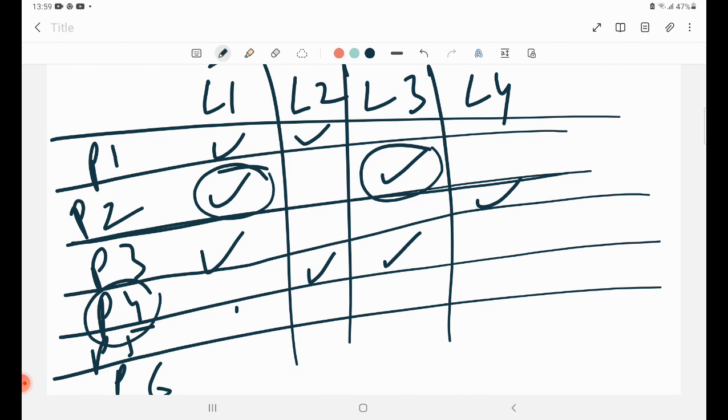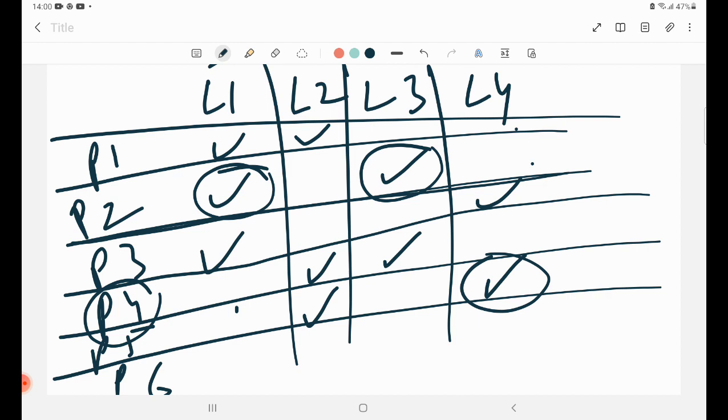Okay. Now for P5, let's think for P5. So P5 can choose this and this. Now if he chooses this, it is all okay for P1, P2 and P4, because P1, P2 and P4 don't know this language, that is L4. But who knows L4? Who knows L4?